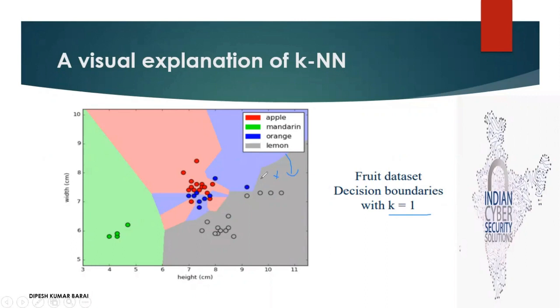Now just think about the decision boundary. If you randomly put any new points over here and take the nearest closest data points, here it will be red and here it will be this one.